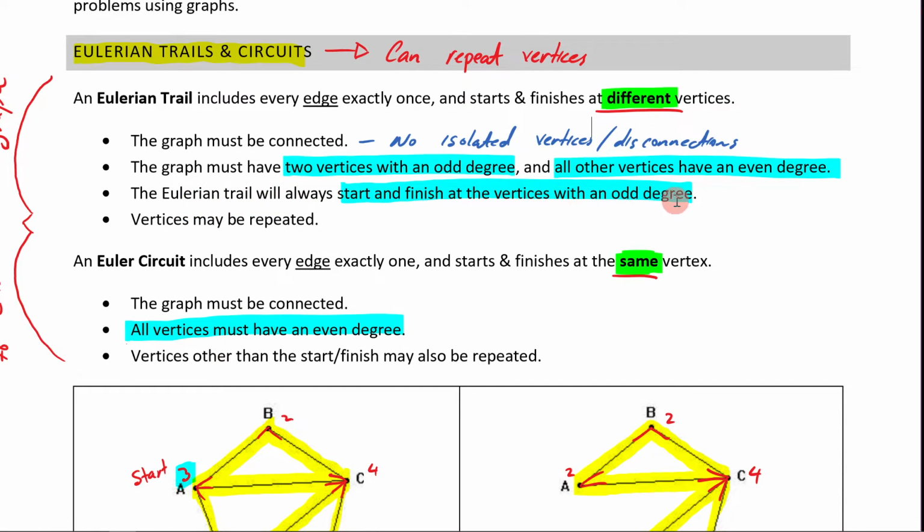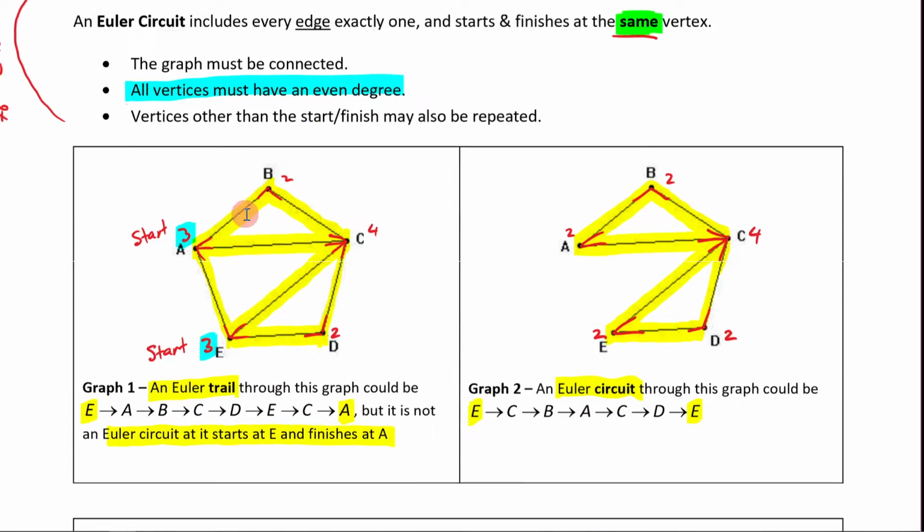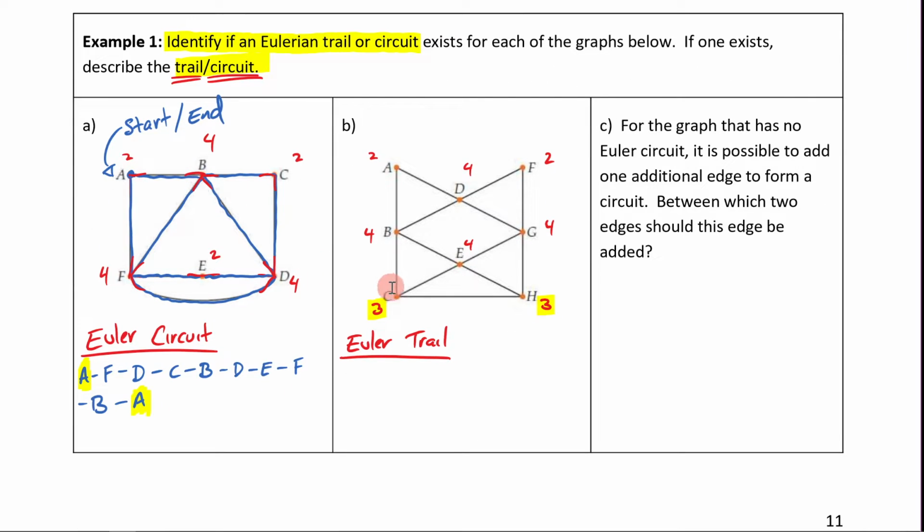So we need to make sure that we start and finish with the vertices of odd degree, and the vertices may be repeated. So we need to make sure that we start and end at either C or H. It doesn't matter which one we choose. Let's just say we start here and we end there, but it could be the other way around if you wanted.